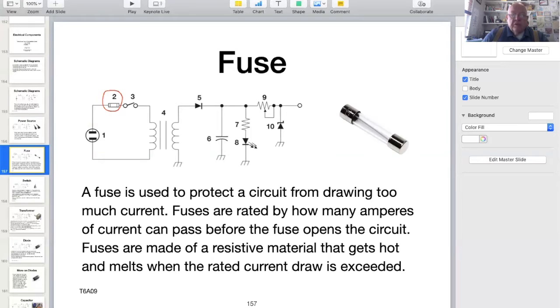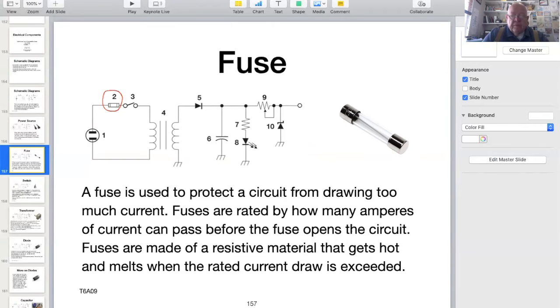Component number 2 is a fuse. A fuse is made up of resistive material that gets hot and melts when the rated current draw is exceeded. Fuses are very important protection in case of a short circuit, which will let out the magic smoke in the device. We know that all electrical devices run on magic smoke because as soon as the smoke comes out, the device stops working, with a grin.